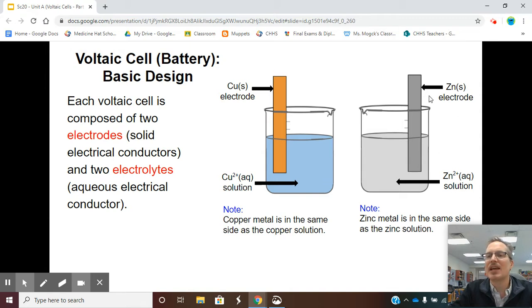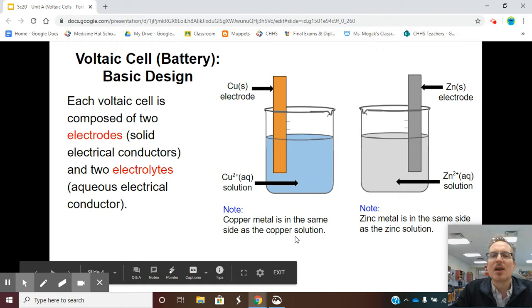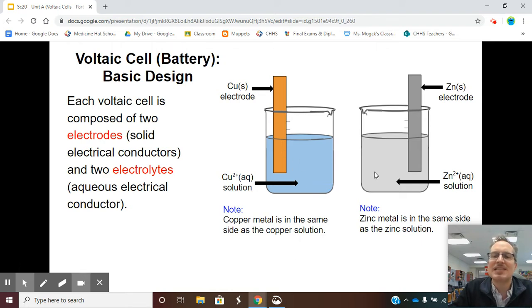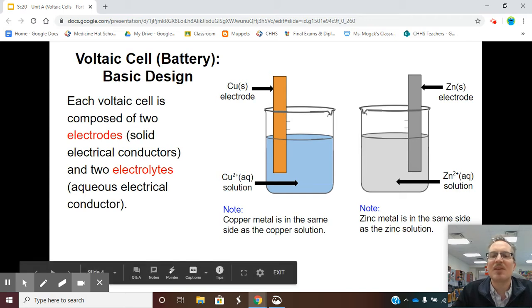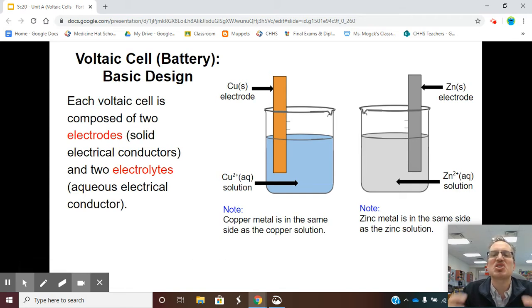In the other container, we have the other electrode. In this case, it's a zinc electrode. It's a piece of zinc metal. And we're going to put it inside zinc solution. Again, zinc nitrate, zinc sulfate solution. The sulfate and the nitrate doesn't matter because it's a spectator ion. The key to this is, and I wrote a note here, copper goes in the copper solution, zinc goes in the zinc solution. That part is very, very important. That is honestly the starting block of this. If you get that mixed up, your battery is not going to work the way you want it to.